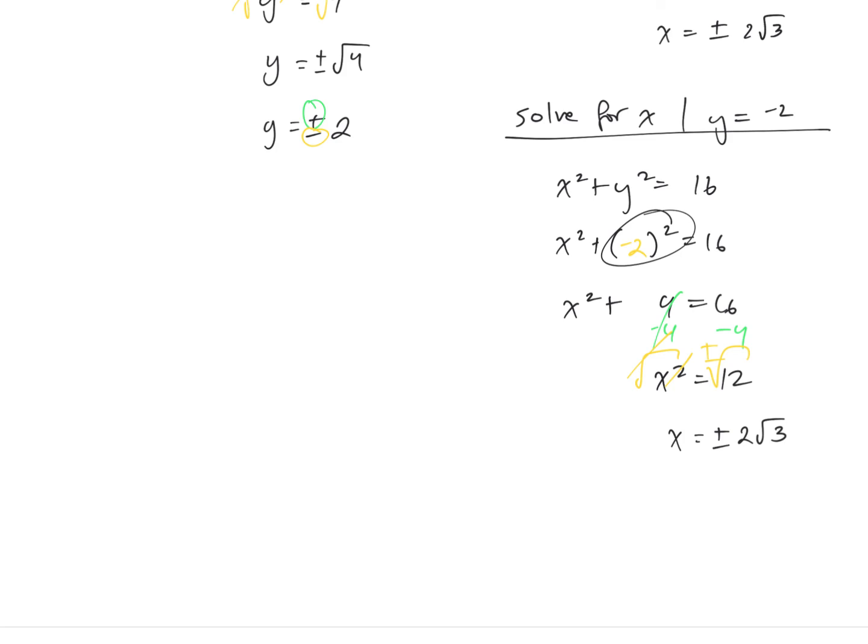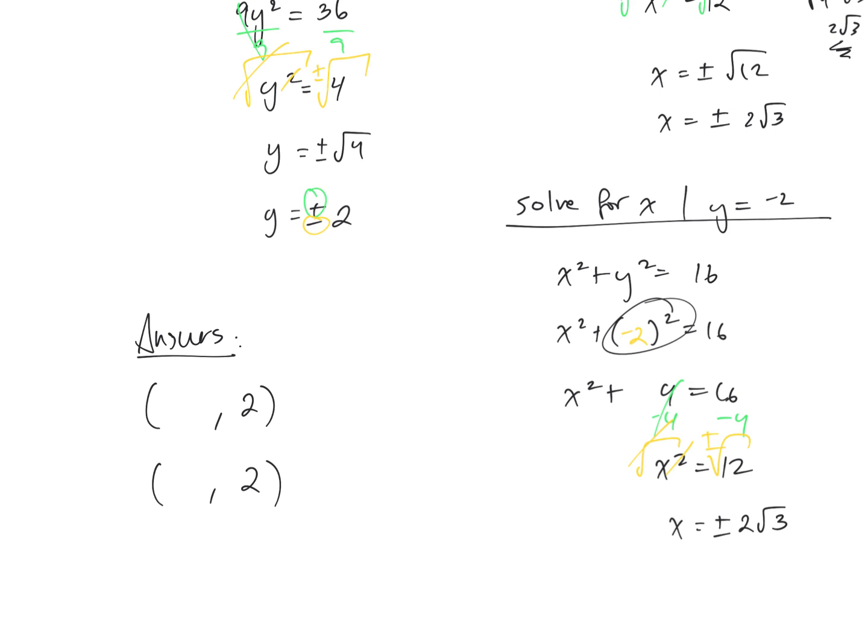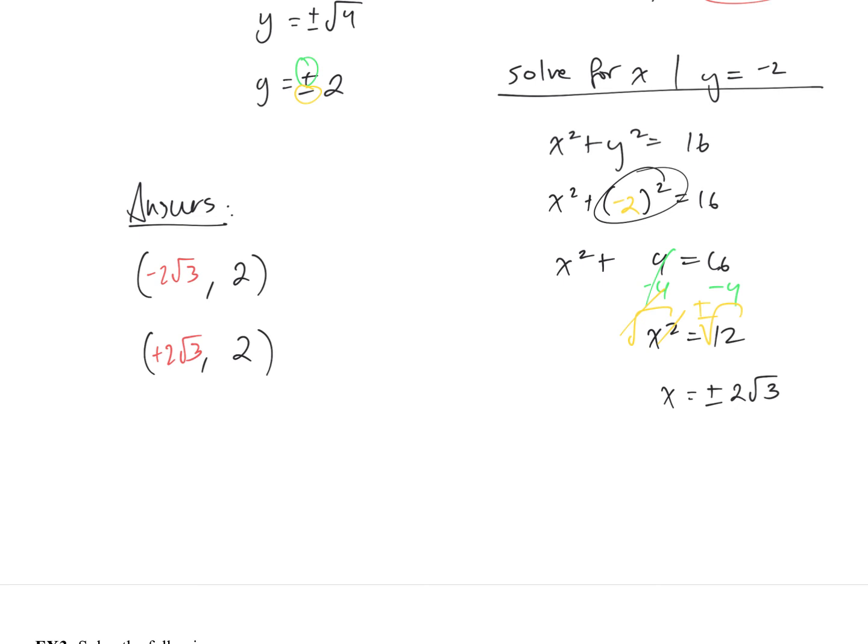So interesting. Let's take a look at what answers we have. When y was positive 2, we ended up with two answers: 2 root 3 and negative 2 root 3. And then we had another option. When y was negative 2, we had two answers again: 2 root 3 and negative 2 root 3. Now, none of these answers are actually the same, so we have to write them all out.